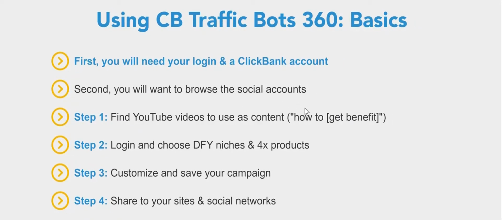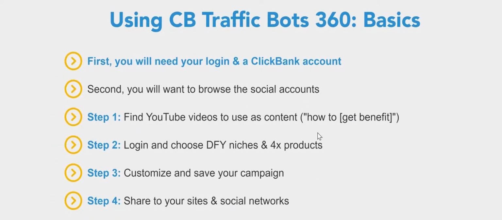And that is literally all we're going to do for step 1, which is to generate content. We're just going to search how to, and then grab someone else's content from YouTube, right click and copy it, and then go over to the tool. And then the next step is to log in and choose from the done for you niches, choose our products, customize and save our campaign, and then share it to the social networks and various sites.